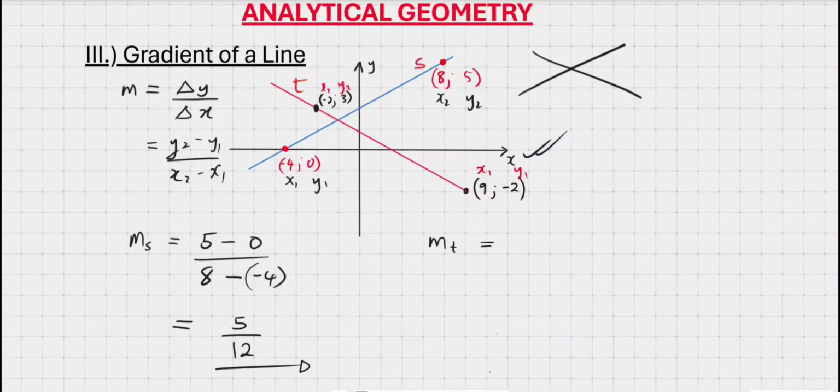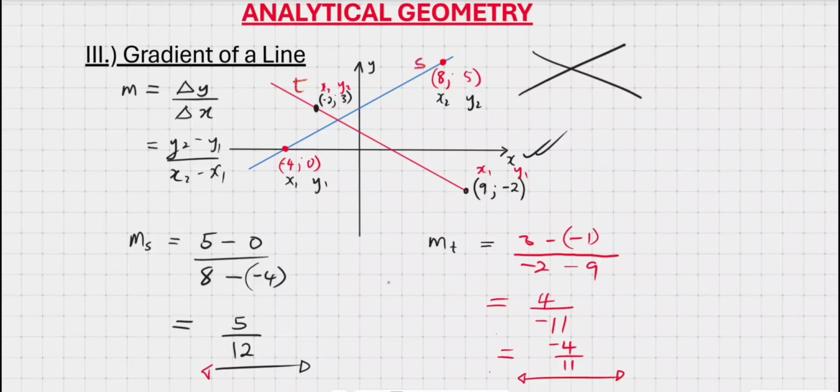From our formula, that's y2 minus y1. So y2 is equal to 3, minus y1, which is 1, all over x2 minus x1. That's minus 2 minus 9. So 3 minus 1 gives us 2, and minus 2 minus 9 is minus 11. So our gradient will be minus 2 over 11.